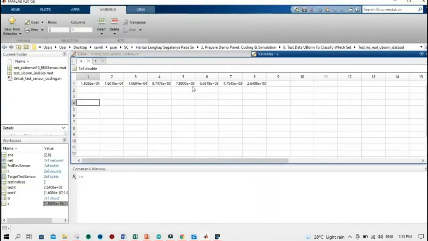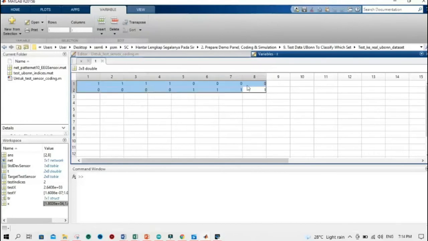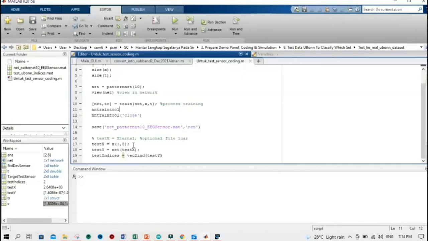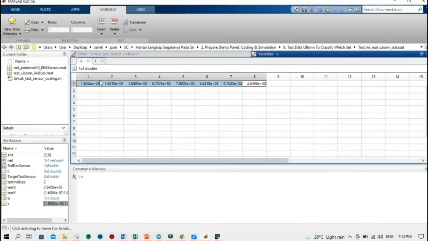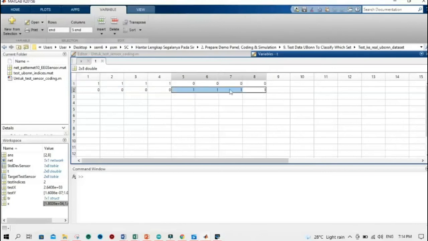Next, to test the sensor data, the X subbands are separated and the standard deviation is found for each subband. Hence, the output obtained is an 8 times 1 matrix for X. For target T, a 2 times 8 matrix is used. Next, to test the 8 columns of input X, the number of columns is changed from 8 down to 1 to see which category the data belongs to. There are two categories, category 1 and category 2. Category 1 is from 1 to 4, while category 2 is 5 to 8.